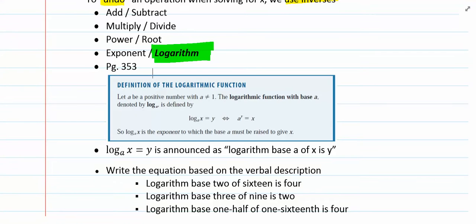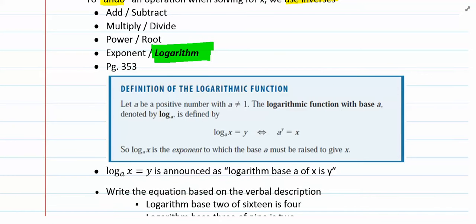This information comes from page 353. And here's that definition blown up just a little bit. For the definition of a logarithm, we say let a be a positive number where a is not equal to 1. The logarithmic function with a base of a is denoted by this symbol, log with a small subscript a. So we would say logarithm base a is defined by logarithm base a of x is equal to y.